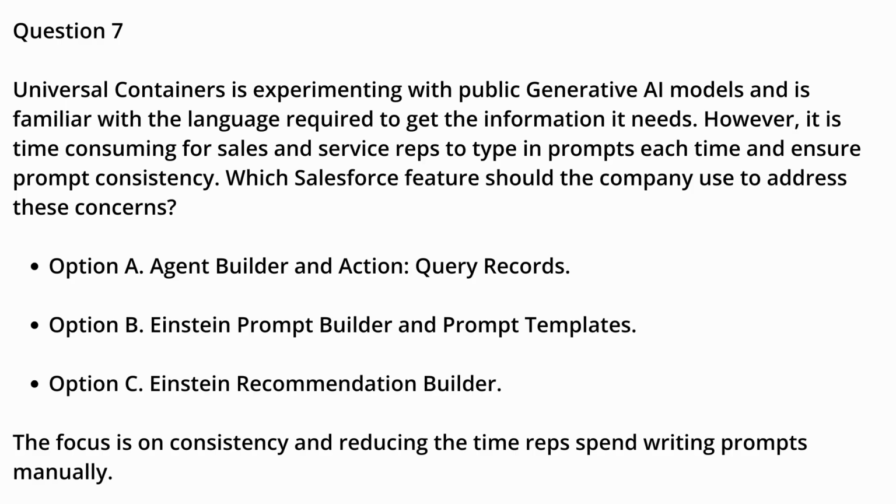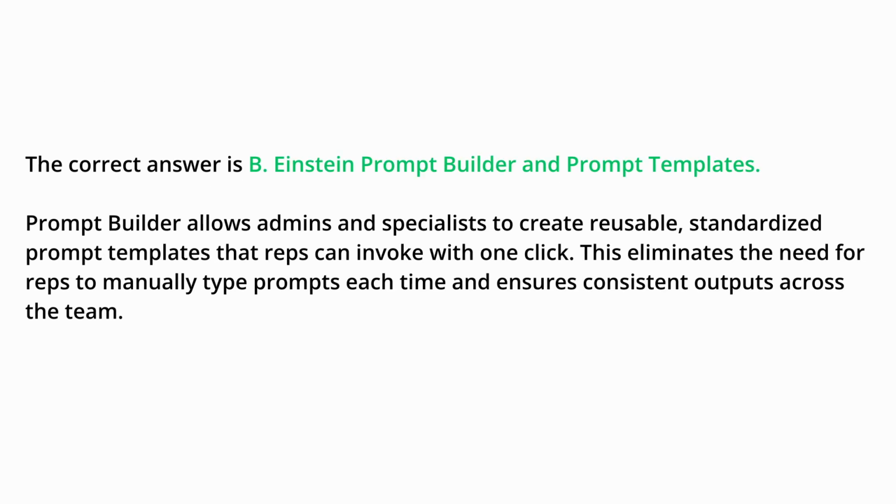Option A, Agent Builder and Action, Query Records. Option B, Einstein Prompt Builder and Prompt Templates. Option C, Einstein Recommendation Builder. The focus is on consistency and reducing the time reps spend writing prompts manually. The correct answer is B, Einstein Prompt Builder and Prompt Templates.